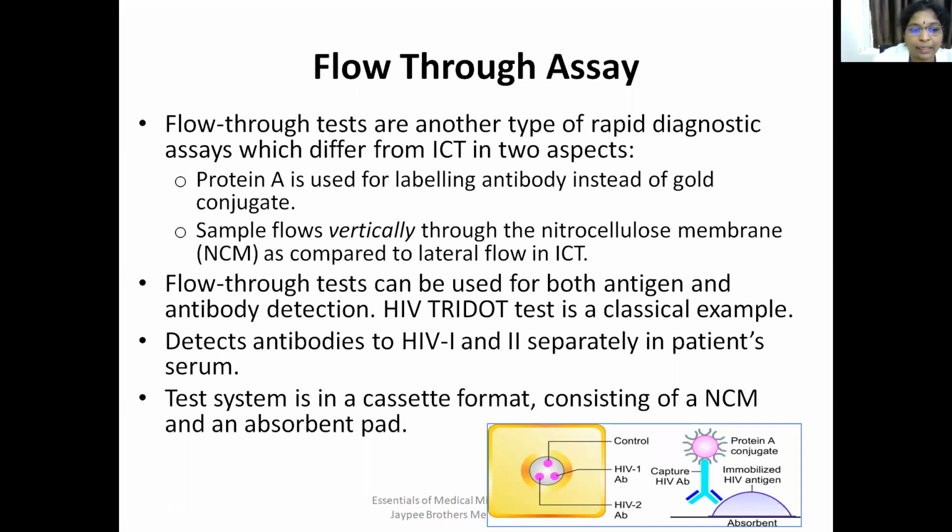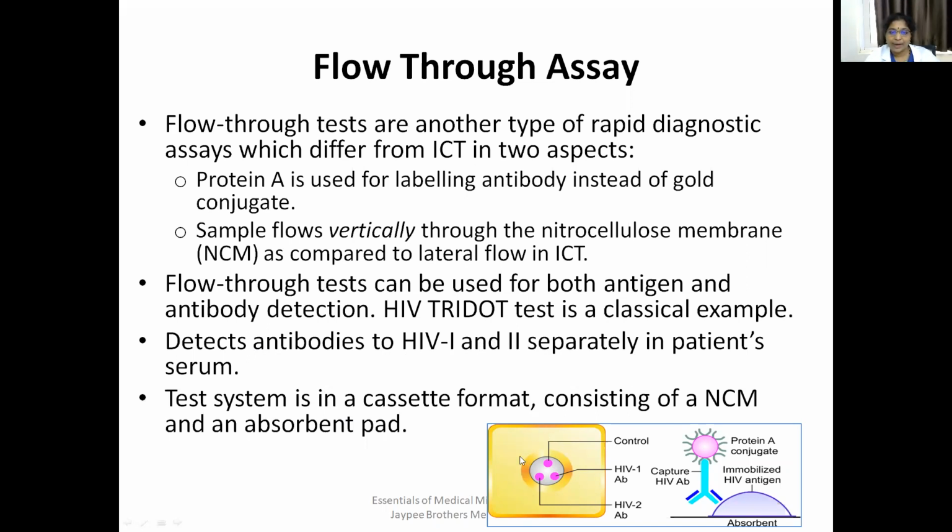It is called the HIV tri-dot test. In this HIV tri-dot test, we can detect antibodies to HIV-1 and HIV-2 separately in patient serum. The test system is in a cassette form. So this box-like thing is there.